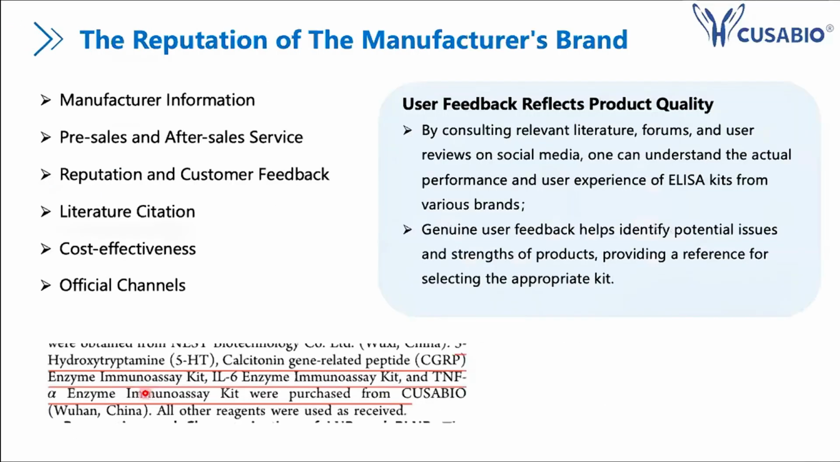The second criteria I will highlight is brand reputation, because when we buy a product, we care about user feedback, right? User feedback reflects the product quality. It can focus on manufacturing information and pre-sale and after-sale service. Another important factor is literature citation. Based on all this, we can tell whether there are any potential issues with this product, so it provides a reference for us to choose a proper kit.